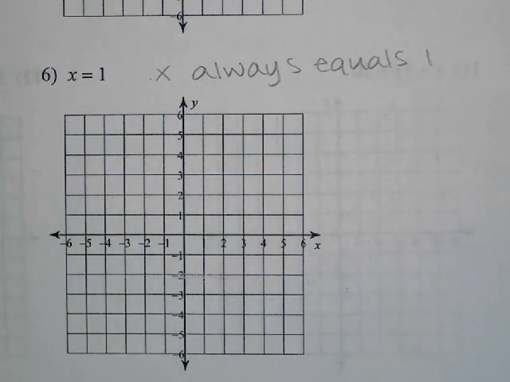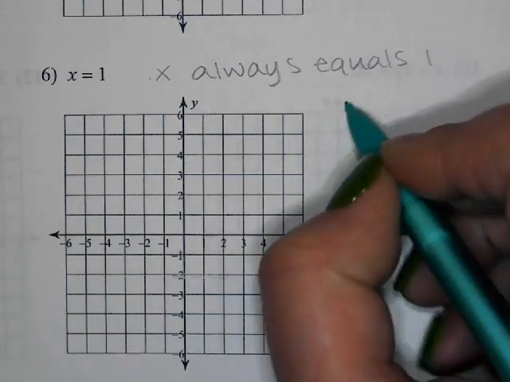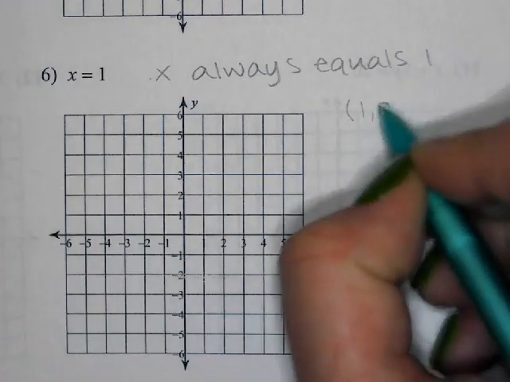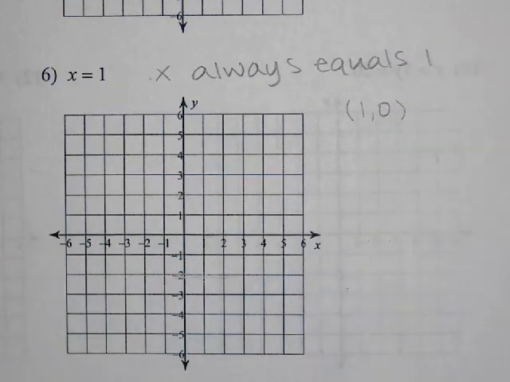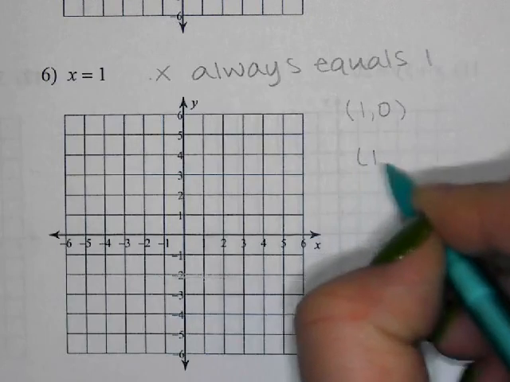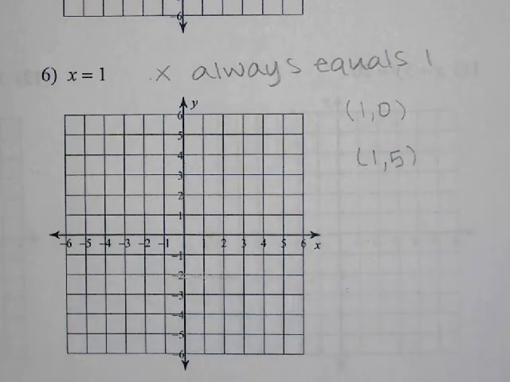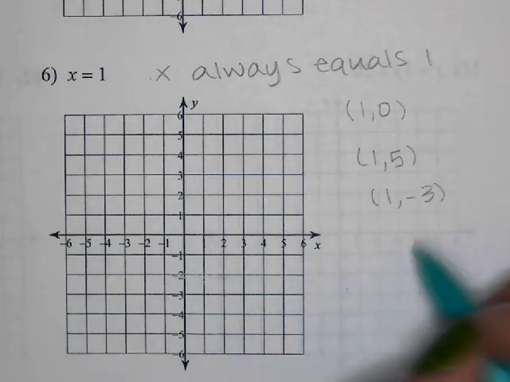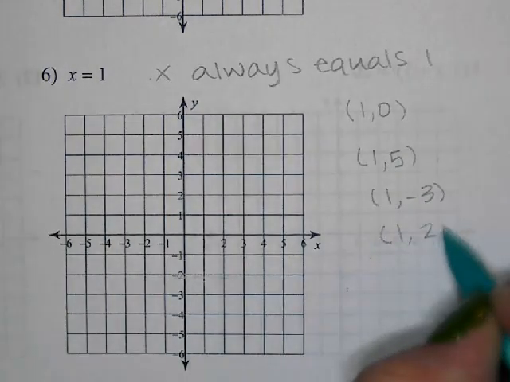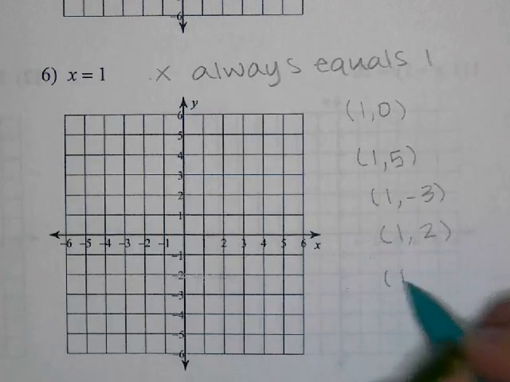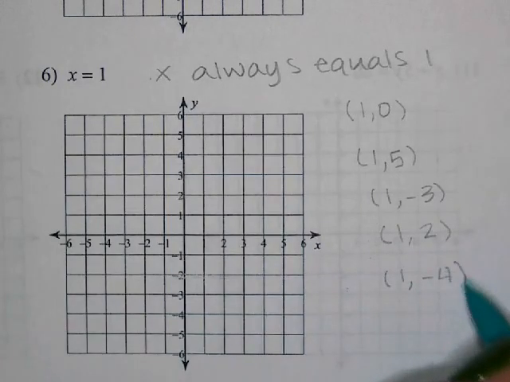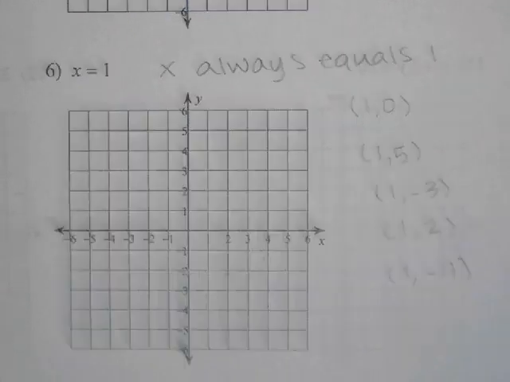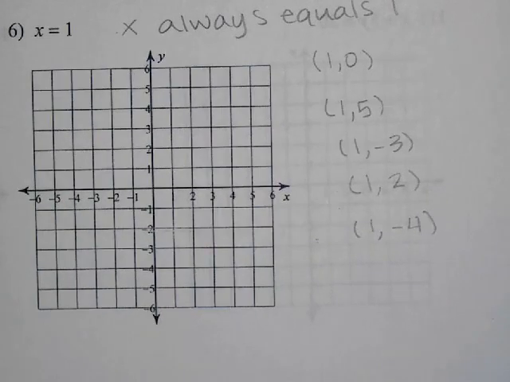So if you were to come up with points for that graph, you could have the x-intercept 1, 0. Another point on that line could be like 1, 5. You could have 1, -3. You could have 1, 2. You could have 1, -4. You could have any point you wanted as long as the x value was 1.